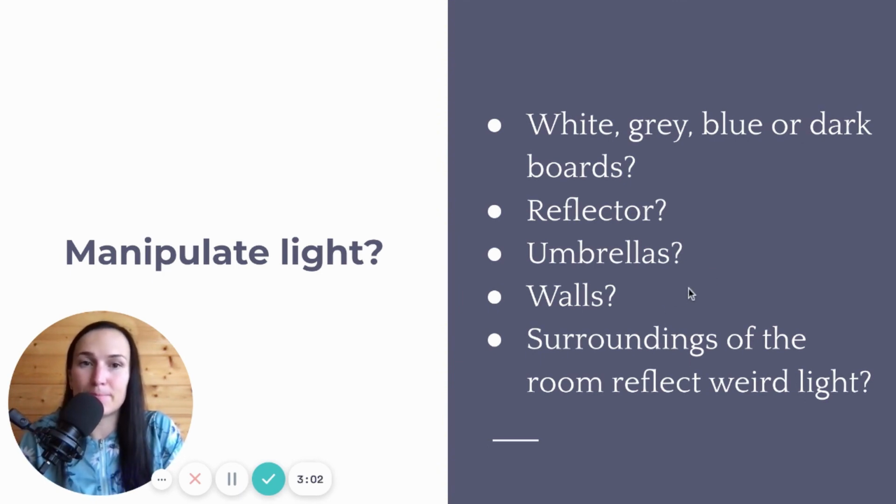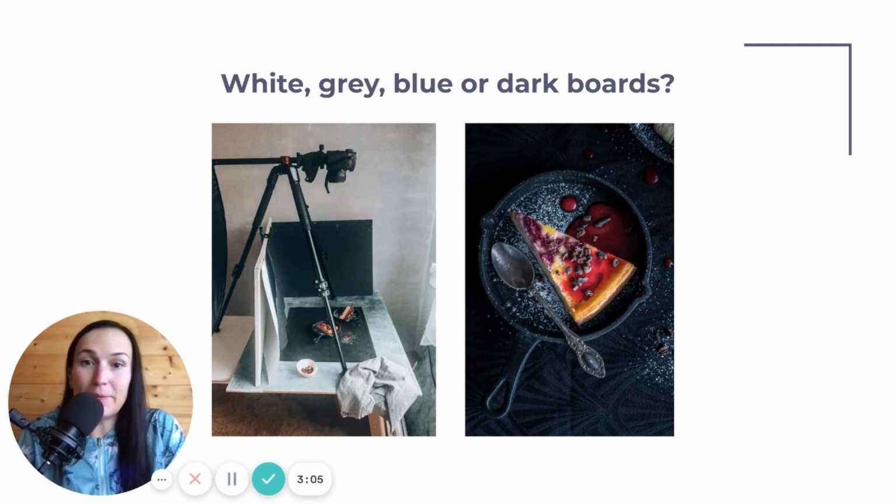For example, here I wanted to create a dark mood in the photo. So what I did was use different dark boards next to the food to reflect light. It was also a pretty dark day in general, so I was in luck, and I didn't have direct sunlight or anything like that. But with those black boards, I definitely managed to create this photo and way better light.